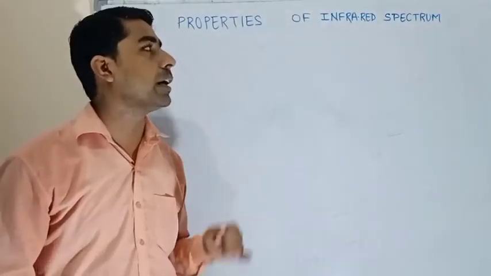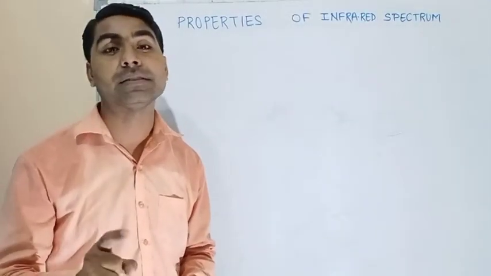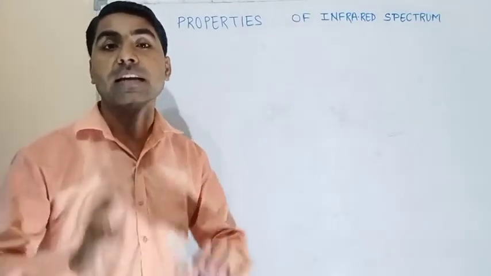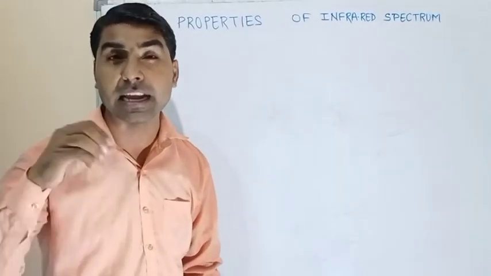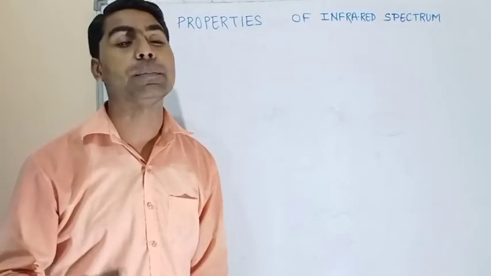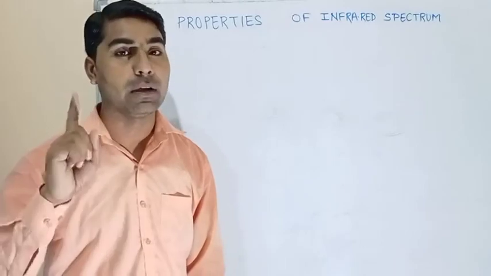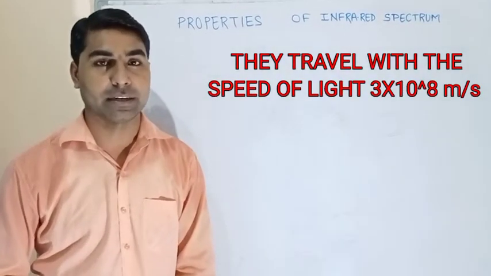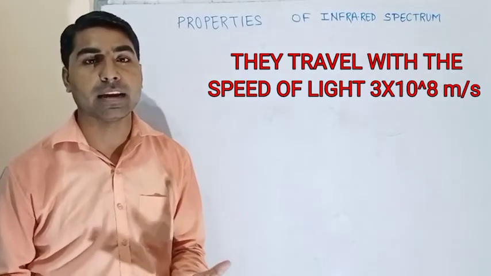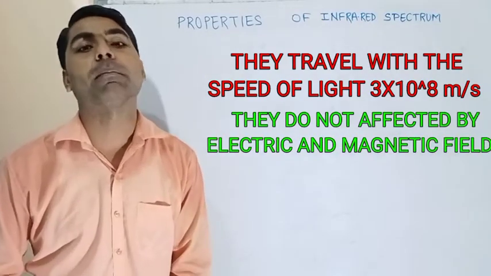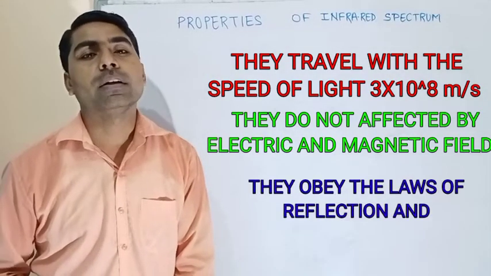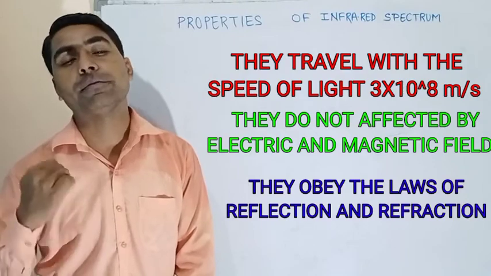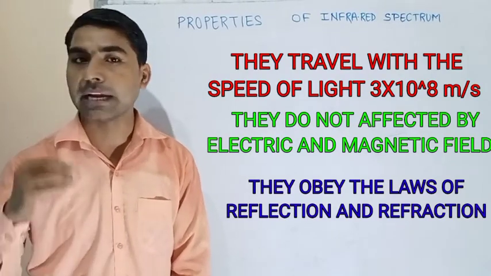Now the properties of the infrared spectrum. I want to inform you that the first three properties are common to all electromagnetic wave radiation. Common to all means that if in the examination you are asked to write three properties of infrared, ultraviolet or visible, or any part of the electromagnetic wave, these three properties are common to all. First, they travel with the speed of light, that is 3 into 10 to the power 8 meter per second. Second, they are electromagnetic, so they are unaffected by the electric and magnetic field. And third, they follow the laws of refraction and reflection both. So these are the three points common for all electromagnetic waves. You can write them for any wave.